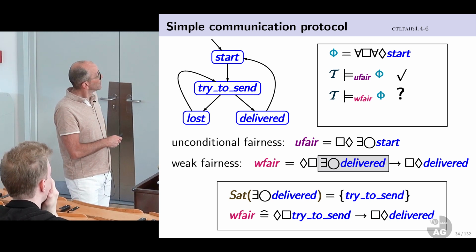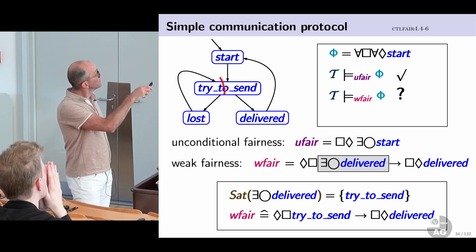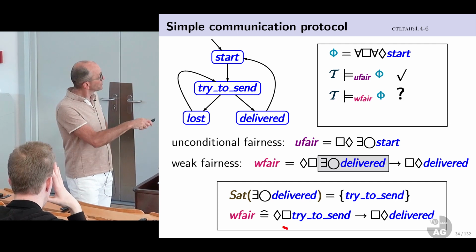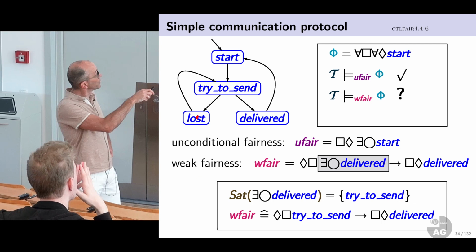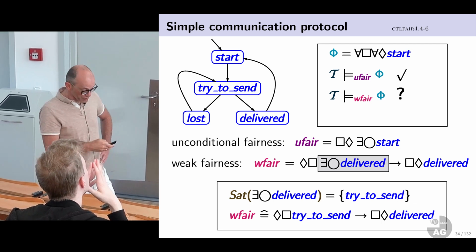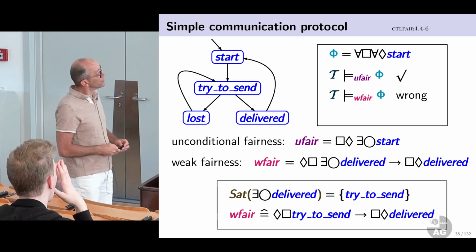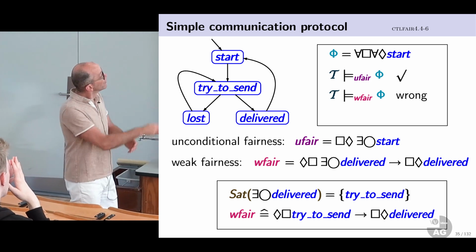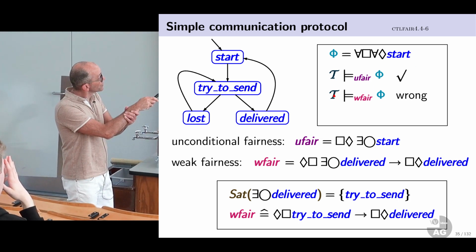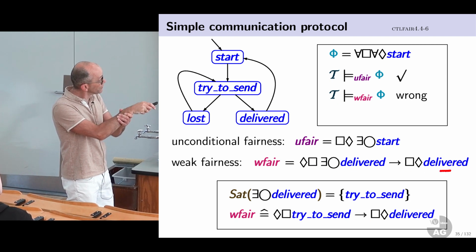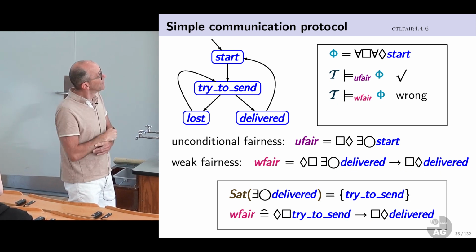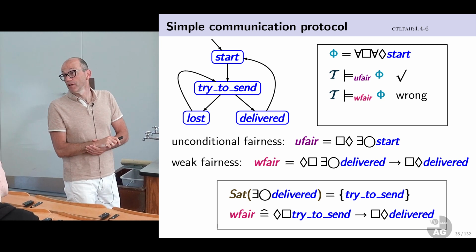Now, does it rule out this path? No, because it does not satisfy this premise. Because every time you're in the lost state, you're not in this try to send state. So therefore, you violate this formula. So it means that the transition system under this condition, well, that was the translation of this condition, does not satisfy infinitely often start.